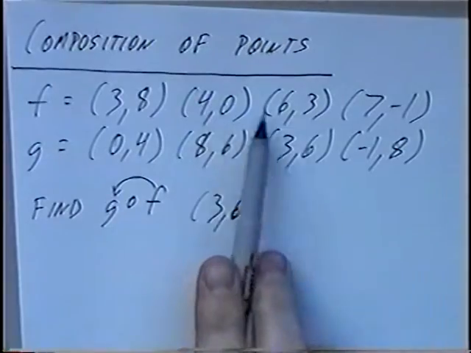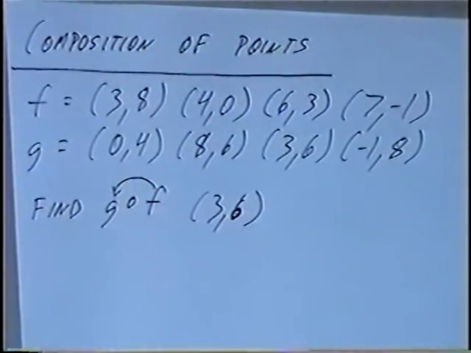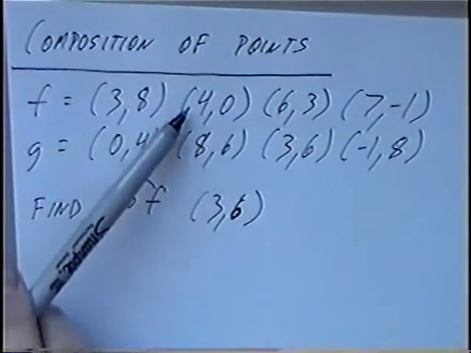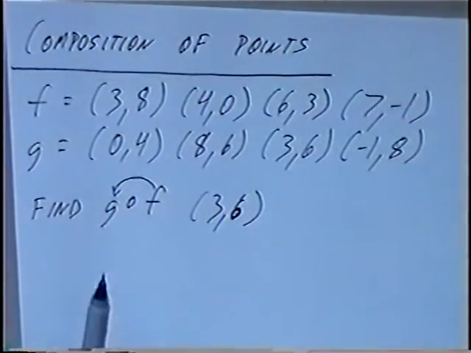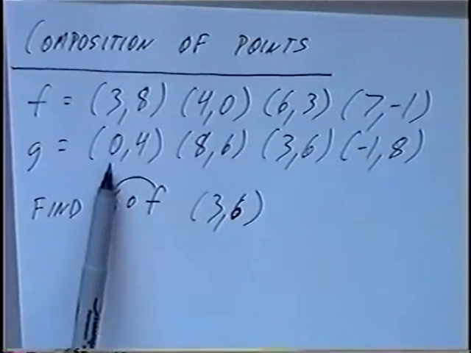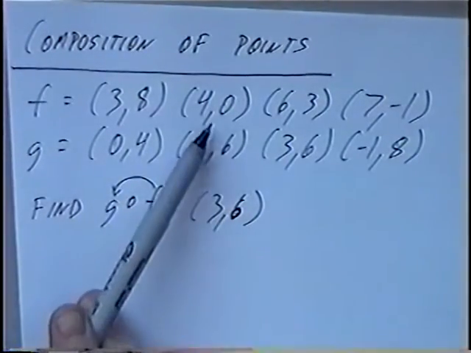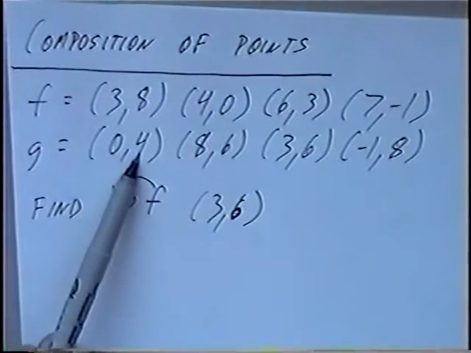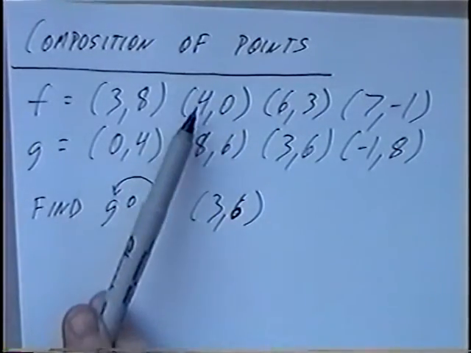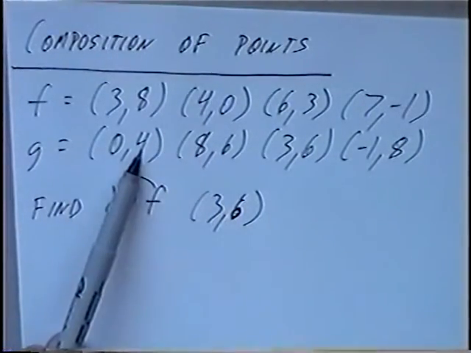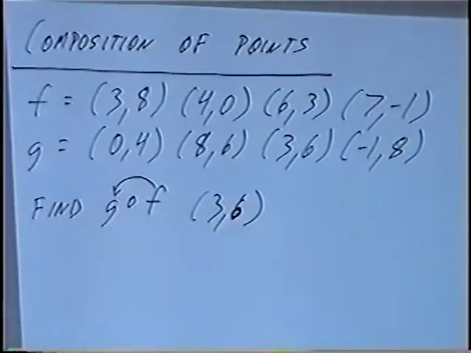Continuing on, we'll do that for each of the points. So the second point, which is 4 comma 0. Again, we'll look at the y value, which is 0, and match that up with the x value that's also 0. So 4 comma 0 will match up with 0 comma 4, since the y value matches up with the x value, and our answer will be x comma y using the x from the f and the y from the g, which would be 4 comma 4.